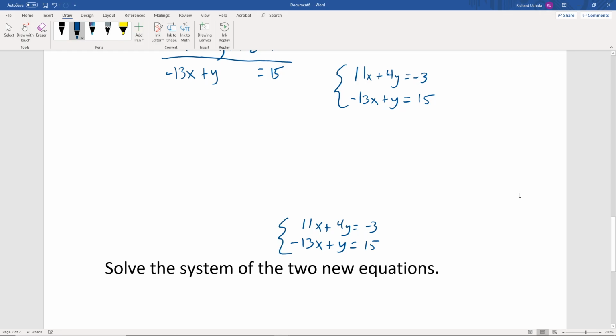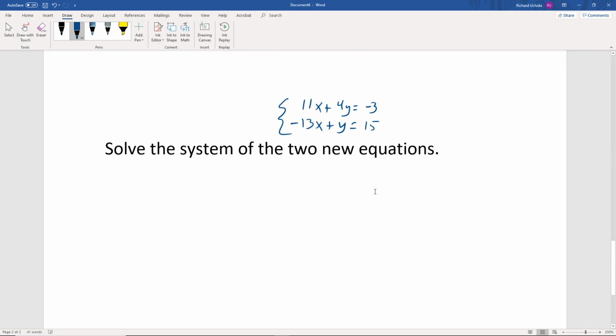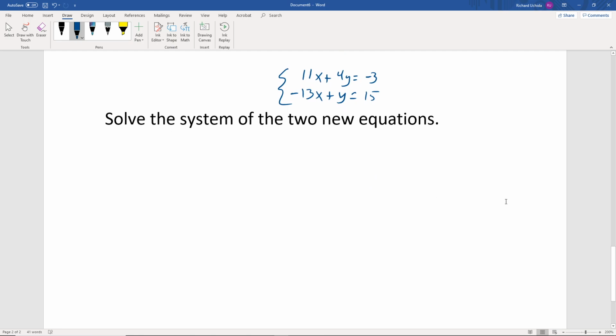And then one way you could do this, if I want to solve this system using the elimination by addition method, let's multiply the second equation by negative 4. So leaving the first equation alone, and then multiply the second equation by negative 4. Let's see, this will now be 52x minus 4y equals negative 60.